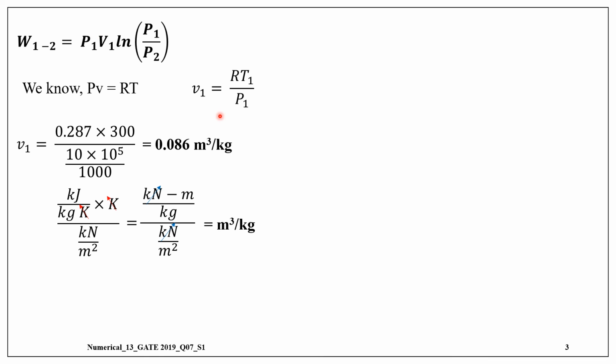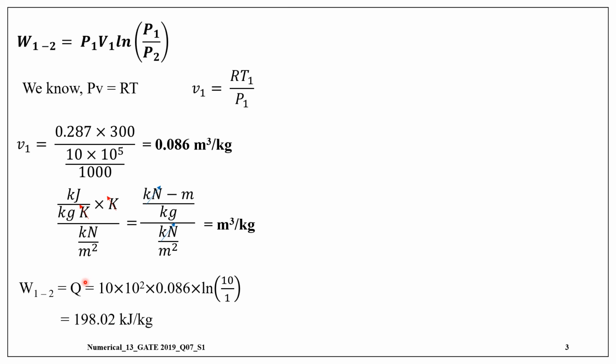So V1 is calculated, and hence W12, which is also equal to Q for an isothermal process, is equal to P1, which is 10 into 10 power 2. This is to convert into kilonewton per meter square. And this 0.086 is the V1 specific volume we just calculated. And ln P1 by P2. So P1 is 10, P2 is 1, which yields W12 is equal to 198.02 kilojoules per kilogram.